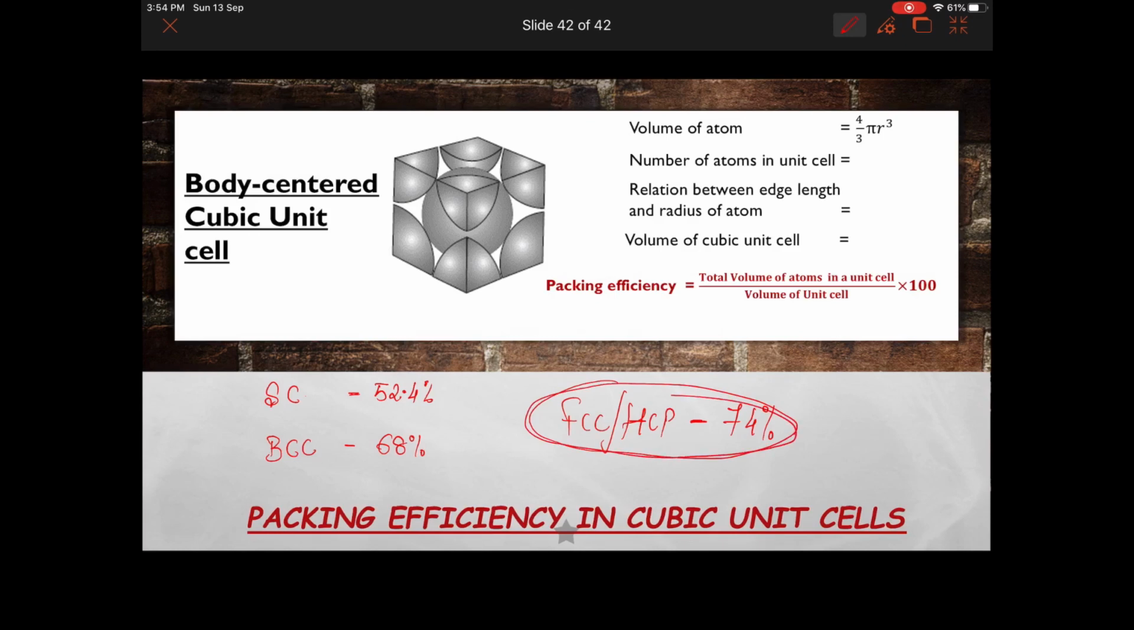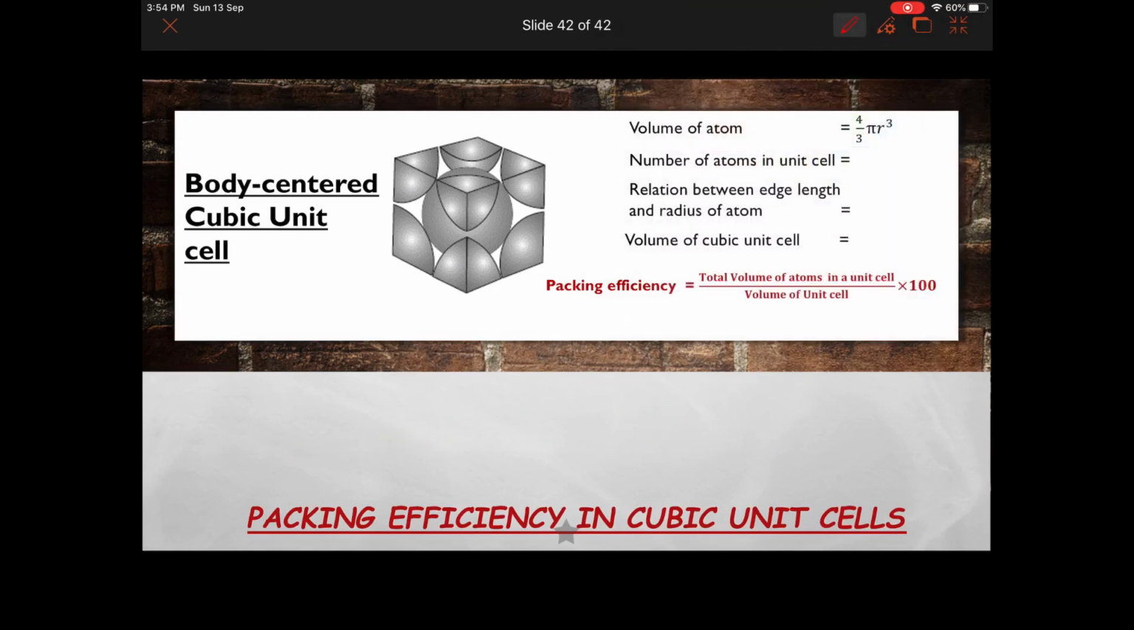And on the basis of this, an MCQ question comes many times: arrange simple cubic, BCC and FCC in increasing order of their packing efficiency or decreasing order of their packing efficiency. So the values are important. Nobody is going to tell you to derive this. The derivation is not going to be a part of your question asking. But yes, these numbers are going to perfectly help you answer such MCQ questions.